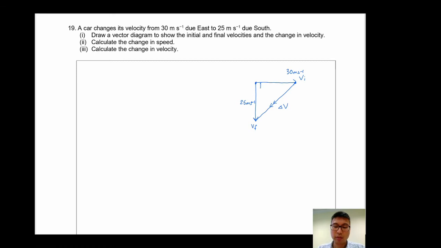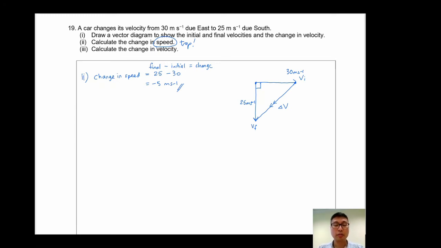Now, do fill in the values. We know that one is to the east and one is to the south, so we can fill the angle over there. Calculate the change in speed. Now, here's the trap. The trap is that the speed is only the magnitude of the velocity. So the change in speed is just a subtraction of the numbers. Now notice that I've left the change in speed as a negative number because we always need to check the final value, subtract the initial value to give you the change in the values. The speed has decreased by 5 meters per second.